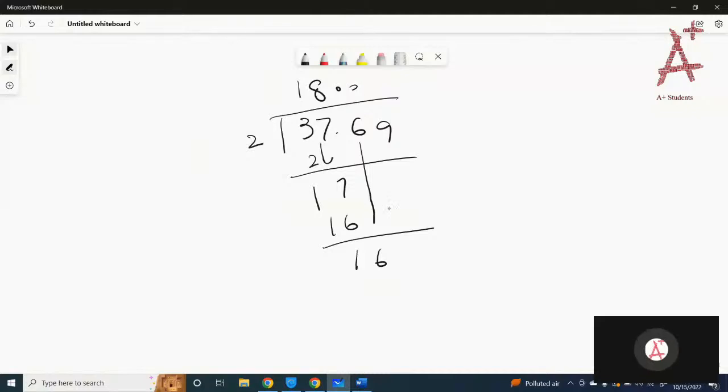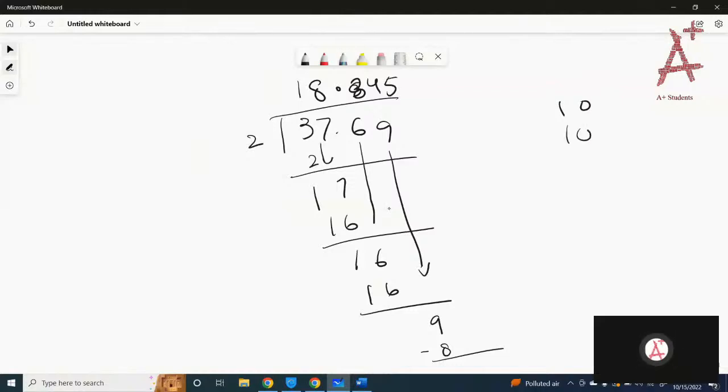Bring the 6 down. So we can go for 2 times 3 is 6. Now bring the next digit down, that is 9. So 2 times 4 is 8, and 9 subtract 8 is 1. You already have a decimal point, put a 0, and you can go for 2 times 5 is 10. 10 subtract 10 is 0. Got it?